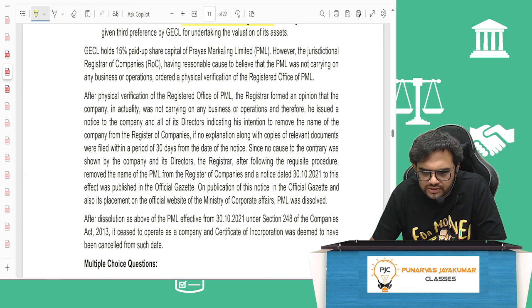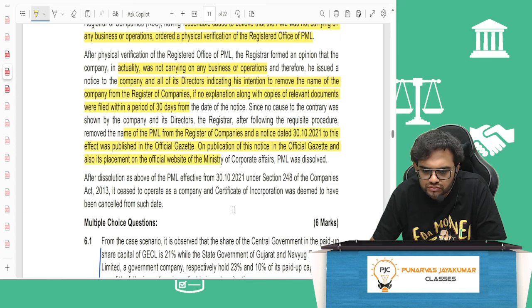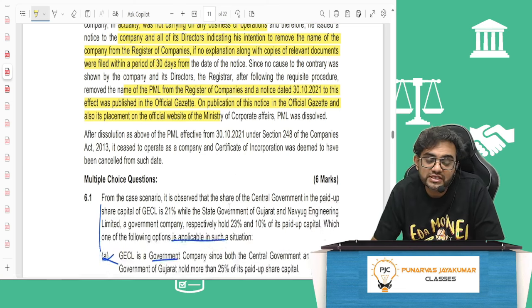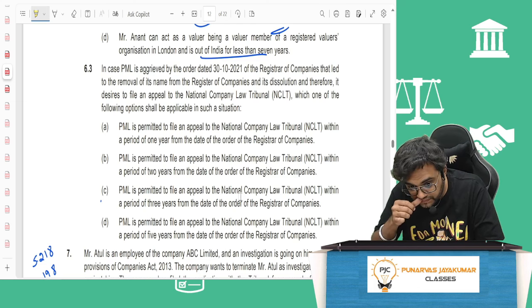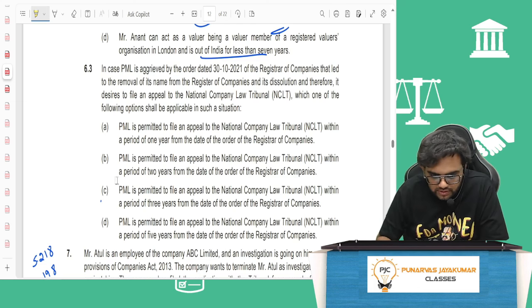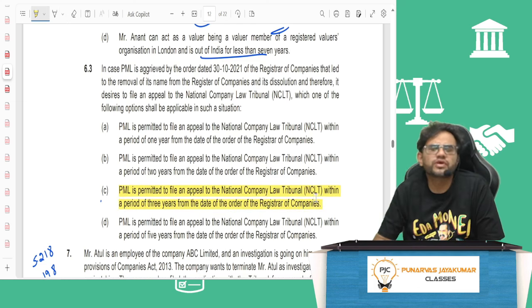GECL holds 15% of the paid up share capital of Prayas Limited. The jurisdictional ROC, having reasonable cause to believe that PML was not carrying on any business, ordered a physical verification of the office. After physical verification, he formed an opinion that the company in actuality was not carrying on any business. He sent a notice of the company's intention to remove the name, and then removed the name also. This is Section 248 of the Companies Act. As per 248, you can definitely remove the name, and the company can file an appeal within 3 years. A simple theoretical question. Yes, appeal is possible, Section 248 of the Companies Act.